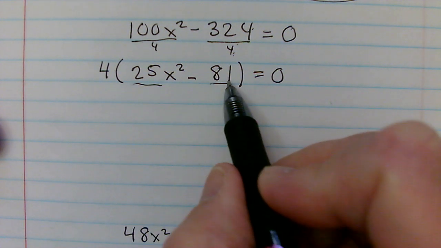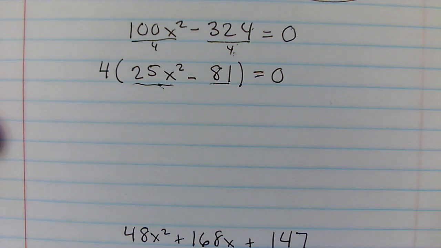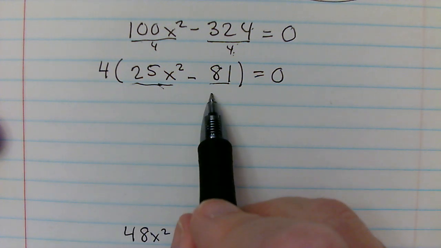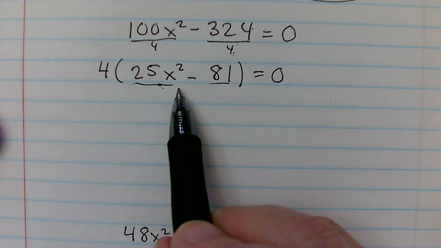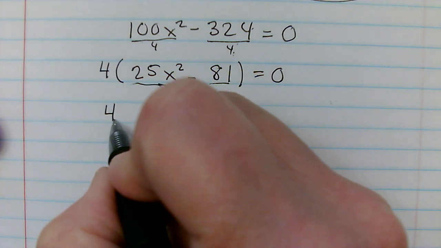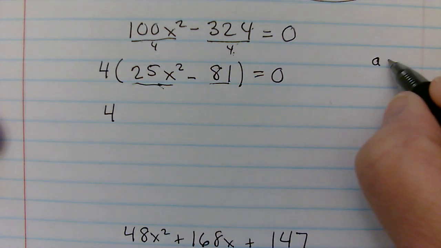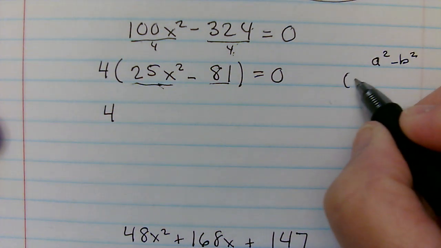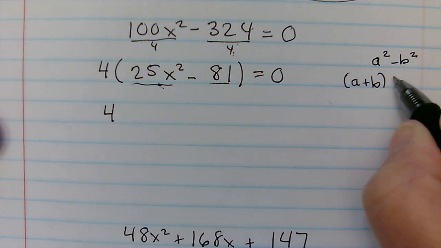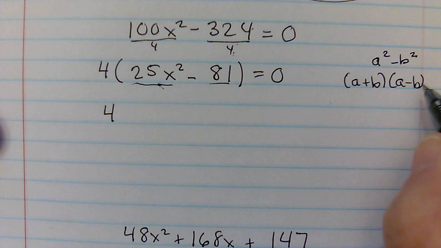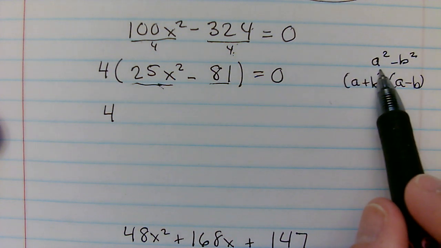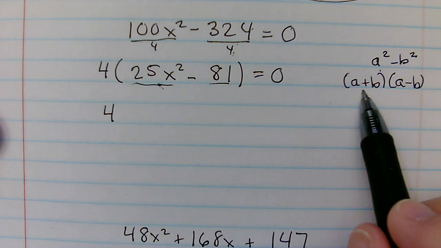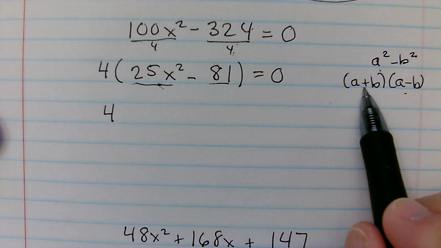These two numbers and this variable are perfect squares, which means they're equivalent to something times itself. And when there's only two terms and those perfect squares are subtracted, there is a pattern for how they factor. If you have a squared minus b squared, that always factors into a plus b times a minus b, the square roots of the two terms in both parentheses, but a plus between one pair and a minus between the other.